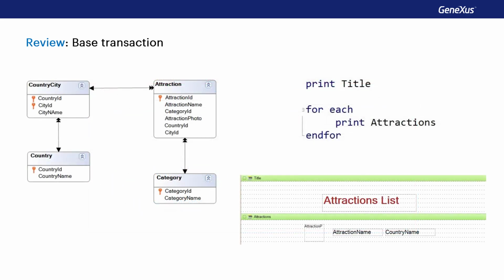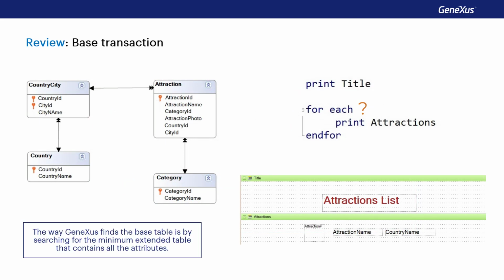So, is it mandatory to specify a base transaction for each command? The answer is no. GeneXus can calculate the base table of the ForEach command from the attributes included in the command.